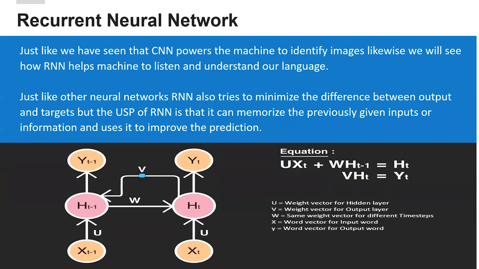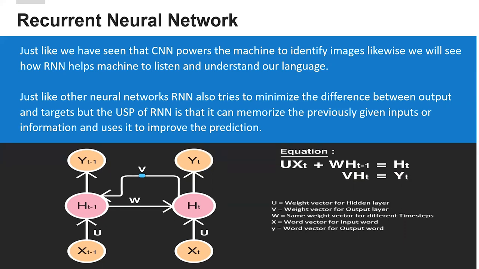Just like we have seen CNN powers the machine to identify images, likewise RNN helps the machine to understand and listen to our language, right? And this is pretty robust right now. I can say it works 75 to 80% accurate. And it is able to handle any type of language right now. So you can use your own native language, your regional language. English is working perfectly fine. There is a lot of research going on in recurrent neural networks.